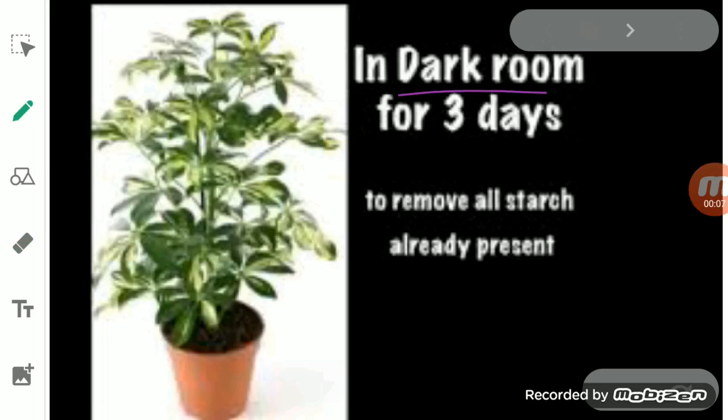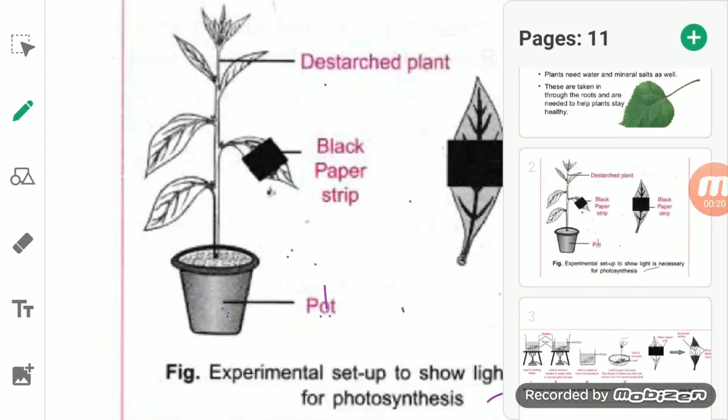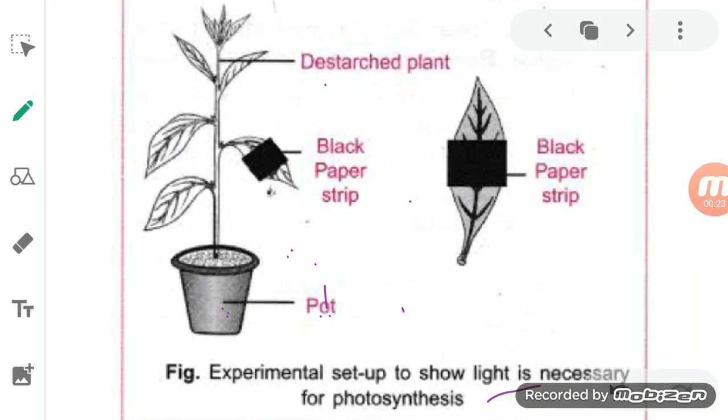When we keep this plant in a dark room, all the starch which was already present in it will get removed. Students, we will understand it like this. Earlier it was kept outside, exposed to the sunlight. So as it had sunlight, it was taking water and carbon dioxide and making food. So if it is making food, it is green in color, or we can say it has starch in it.